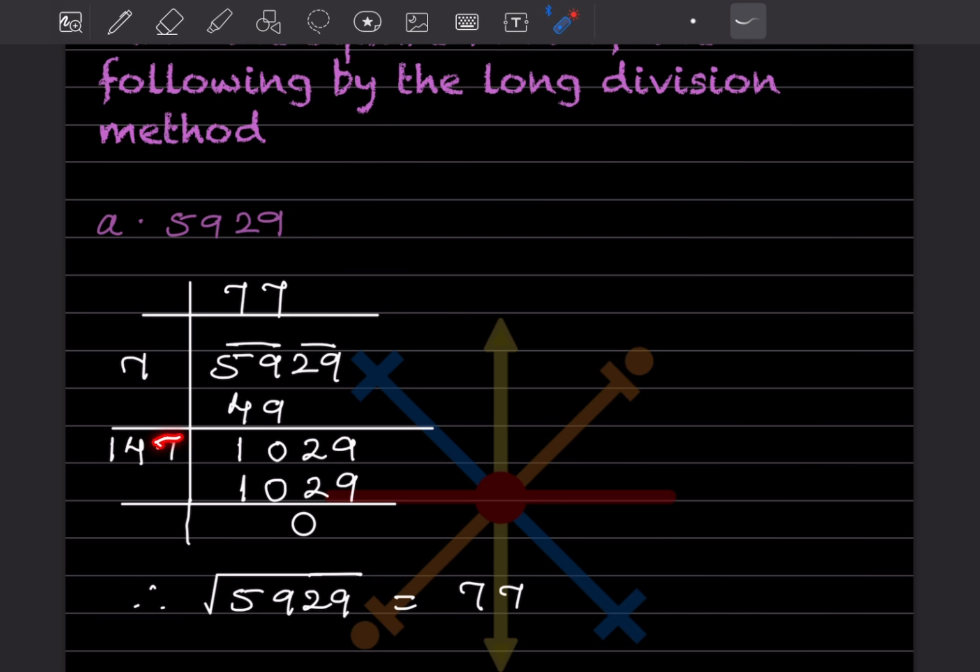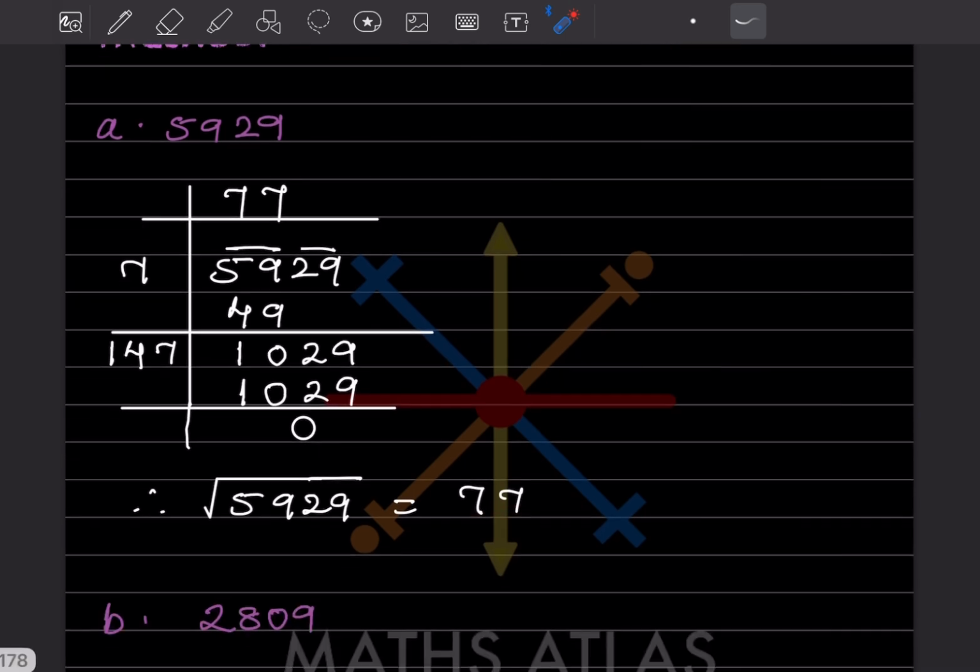So we have taken 7 here, and since we have taken 7 here, here also should be 7, so that is going to be 1029, this is 0. So the answer is root of 5929, that is 27. No, sorry, 77.